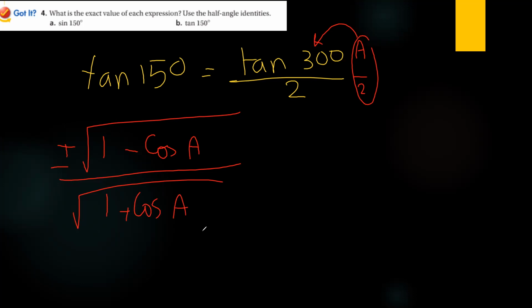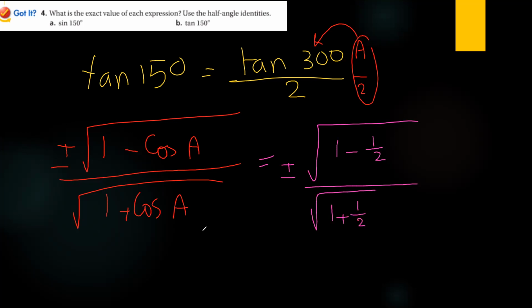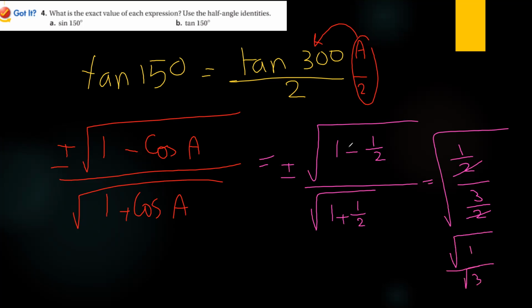Now we know that cosine of 300, which we found before, is half. So it's 1 minus half over 1 plus half. 1 minus half is half, and 1 plus half is 3 over 2. 2 cancel 2. So what do we have now? We have a square root of 1 over square root of 3, which means 1 over square root of 3. I didn't finish. I know that it is 1 over square root of 3.